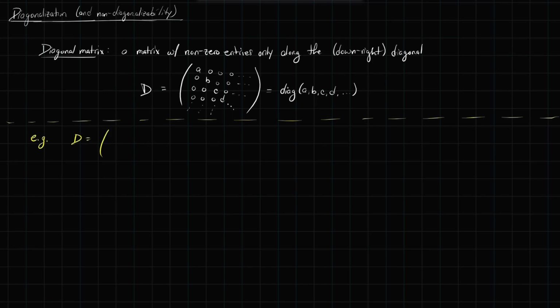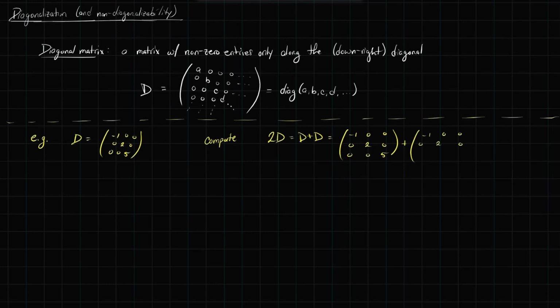So let's just start with a nice example, diag(-1, 2, 5), with 0s everywhere else. It's my diagonal matrix. And let's consider twice D, or D plus itself. It's just -1, 0, 0, 0, 2, 0, 0, 0, 5, plus itself, and we get -2, 0, 0, 0, 4, 0, 0, 0, 10. Well, that's not really a surprise. That's what you'd expect. But now let's go ahead and compute D squared.